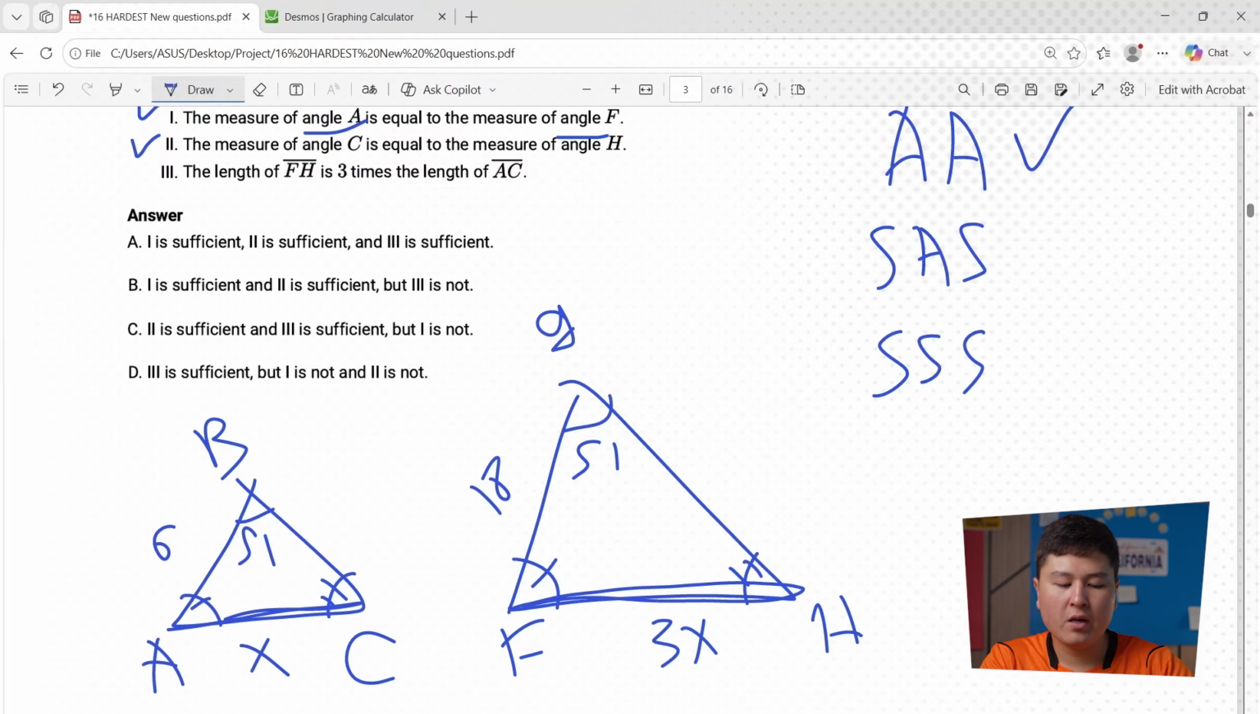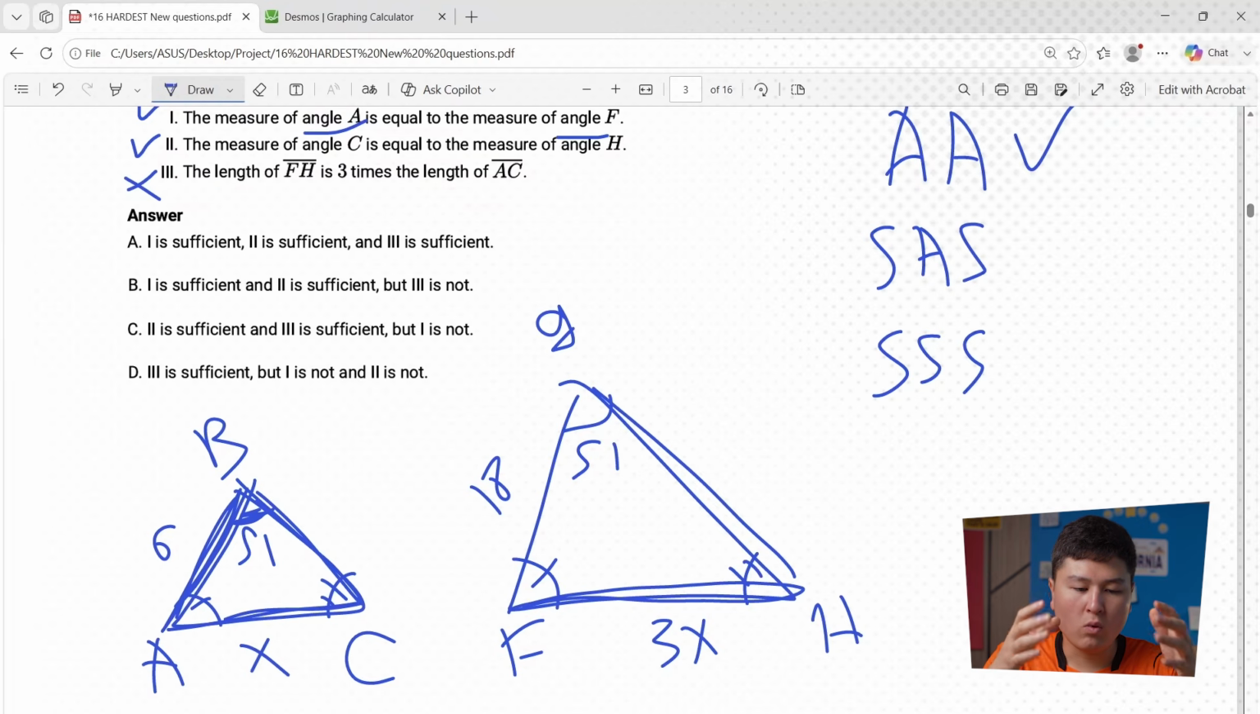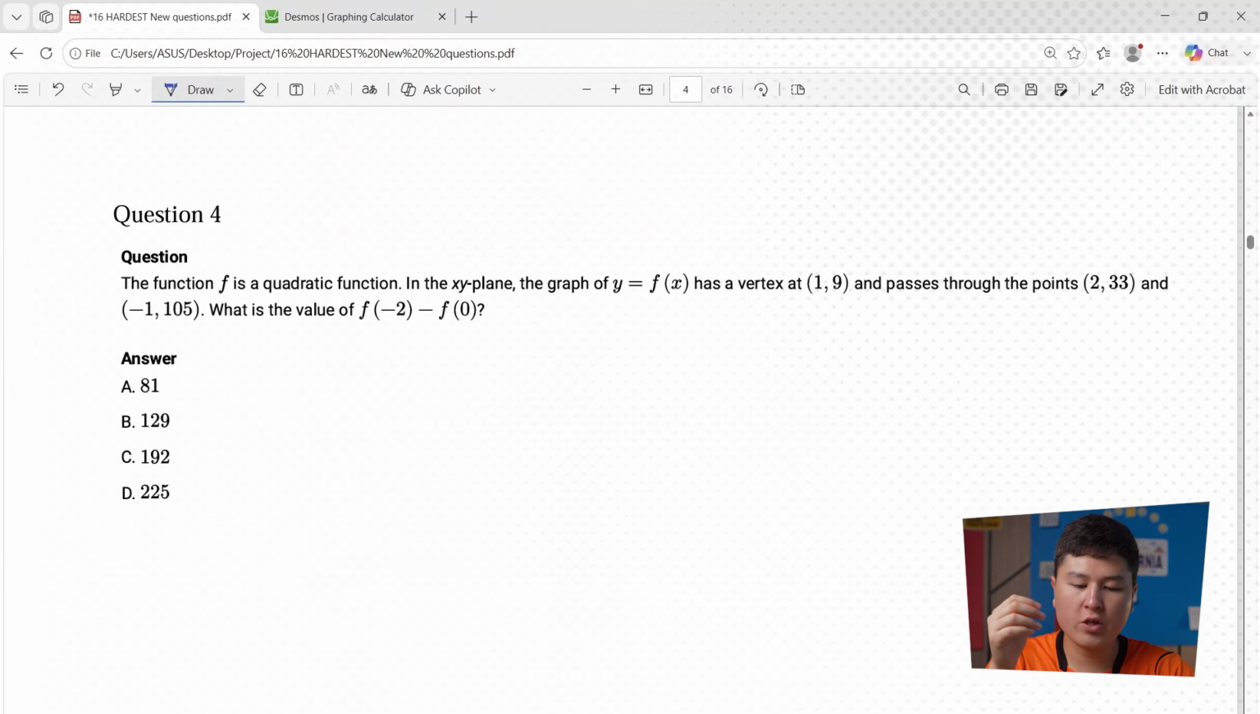Why? Guys, here we already know the information about the 51 degrees and this side. And to prove with the side angle side theorem, you need the lengths of BC and GH. Right now, we don't know, so the third is not sufficient. The first and second are sufficient, but the third is not, and that is given in option B. That's all.